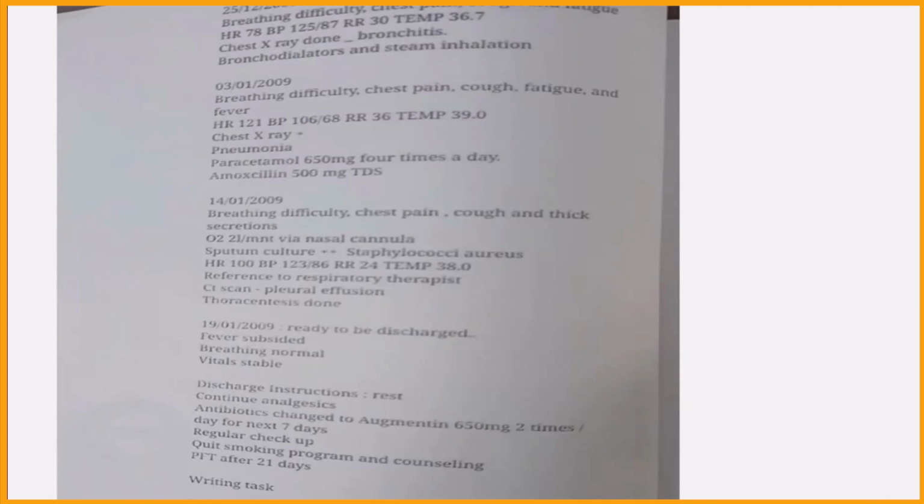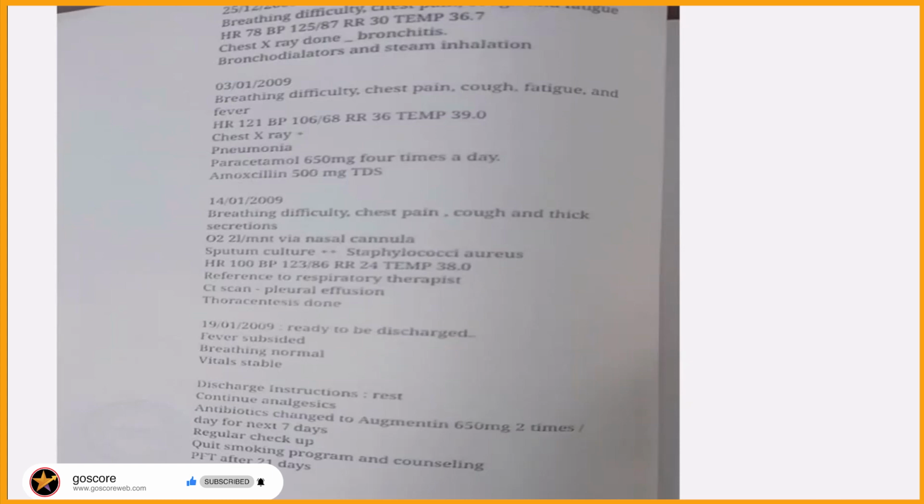What should be written? Along with constant symptoms, thick secretions. You can say along with the previous symptoms, thick secretions were also noted. Then what else? Supported with oxygen. Sputum culture, streptococcus. Then referral to a respiratory therapist. CT scan, pleural effusion.